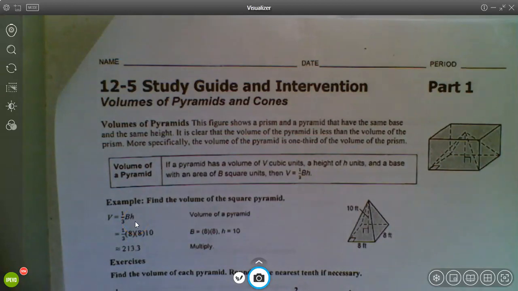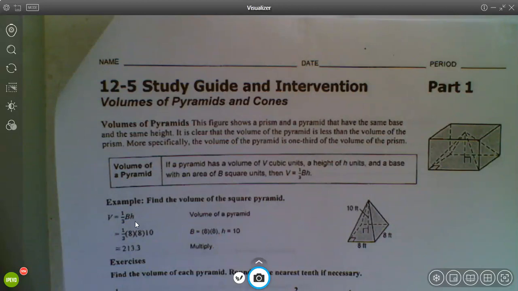Hey guys, today we are looking at part one of 12.5. We're doing pyramids and cones. Today we're just going to focus on the pyramids, and then part two will be the cones. Just another reminder about volume.